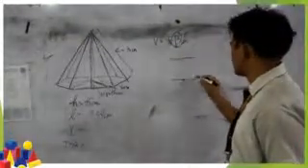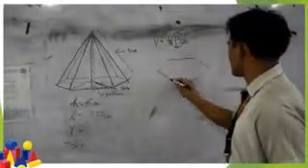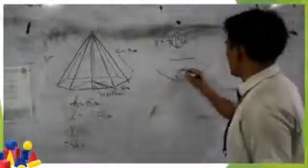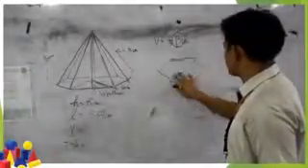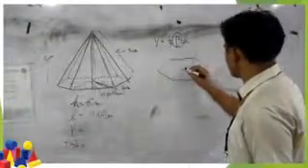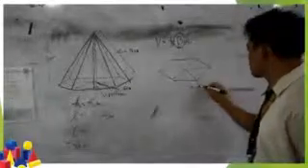Now, if we try to redraw or analyze again the base of the hexagonal pyramid, as we discussed earlier, the hexagon has been divided into 6 equilateral triangles, and this side here is our apothem, whose value is 5.2 centimeter.